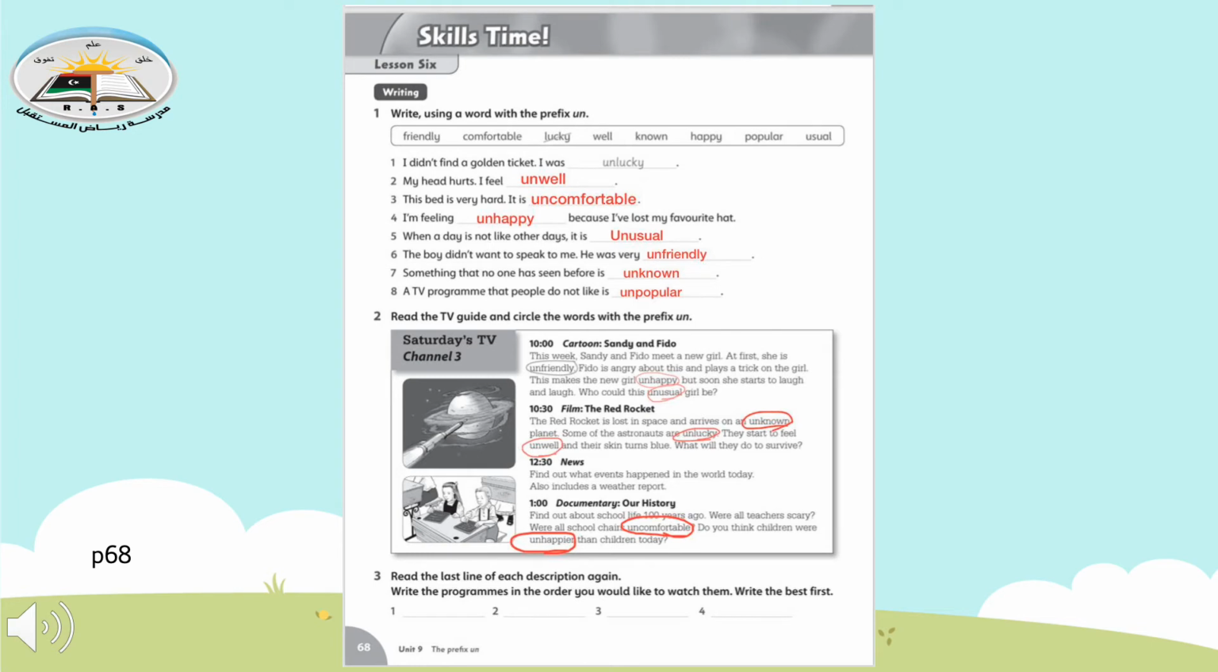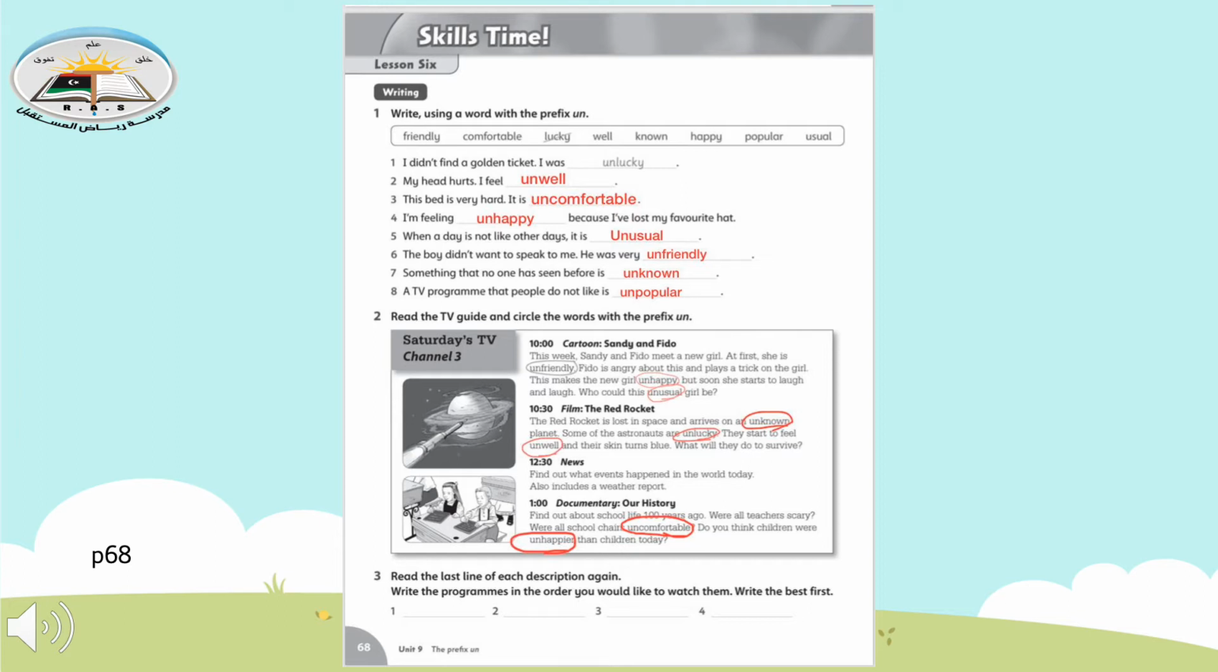School English Course Grade 4 Workbook Page 68. Now let's open page 68 and answer the questions together. We have lesson 6, writing. Question number 1. Write using a word with the prefix un.